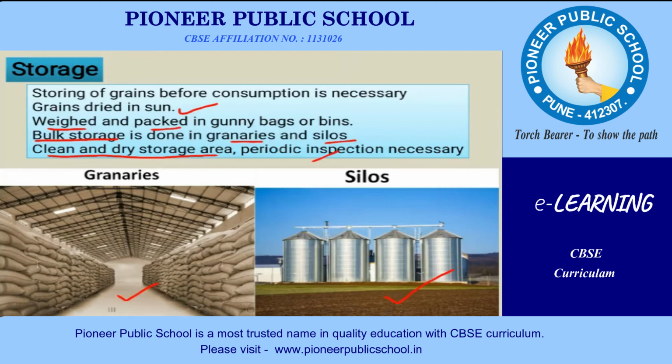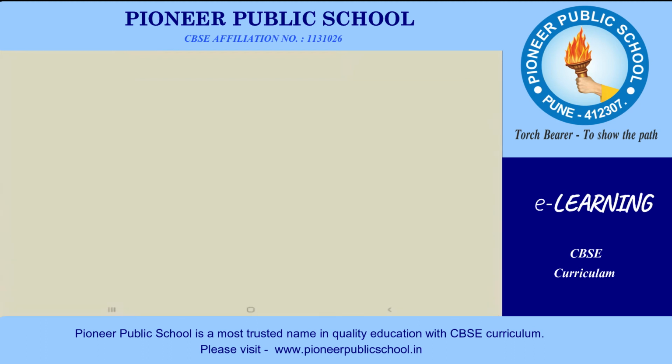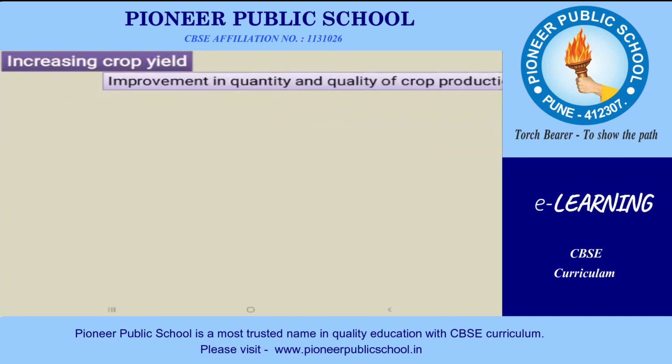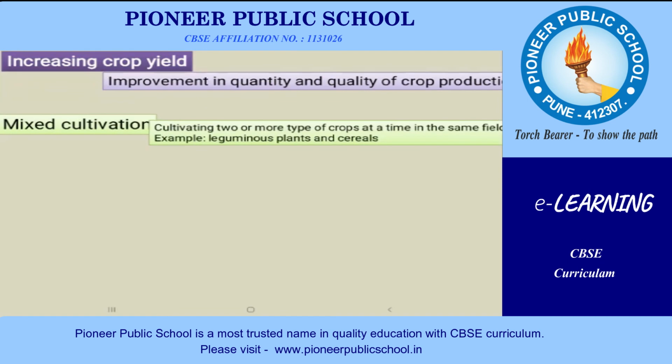So, dear students, here we have studied storage and we have finished the agricultural practices. Now, we are going to study what we should do if we want to improve quantity and quality of crop production from our field. Here there are two methods. First is called mixed cultivation, in which we cultivate two or more types of crops at a time in the same field. For example, leguminous plants and cereals. Dear students, you must know leguminous plants are very helpful for nitrogen fixation.